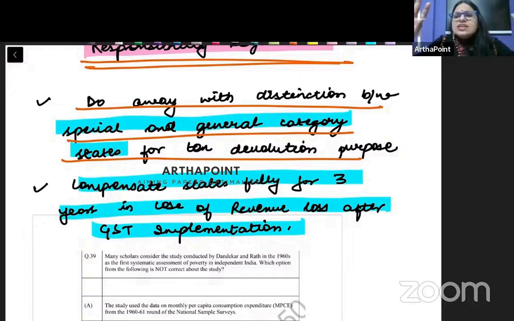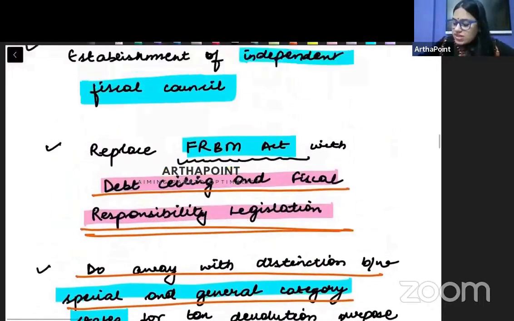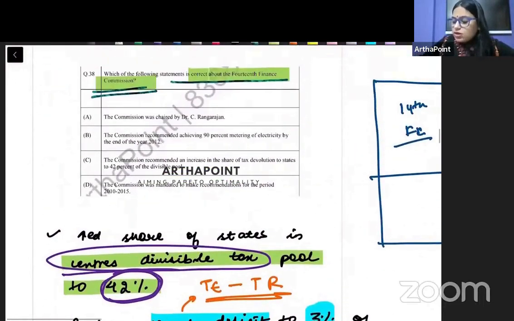So many states were against GST. वो कह रहे थे कि देखो GST की वजह से हमें कितना loss हो रहा है. We are in such a loss. So therefore we said that okay, wait. जितना loss हो रहा है सेंटर उसका पैसा आपको 3 साल के लिए देगा. So compensate states completely for 3 years in whatever loss they are bearing due to GST implementation. So these are all the features of your 14th Finance Commission.